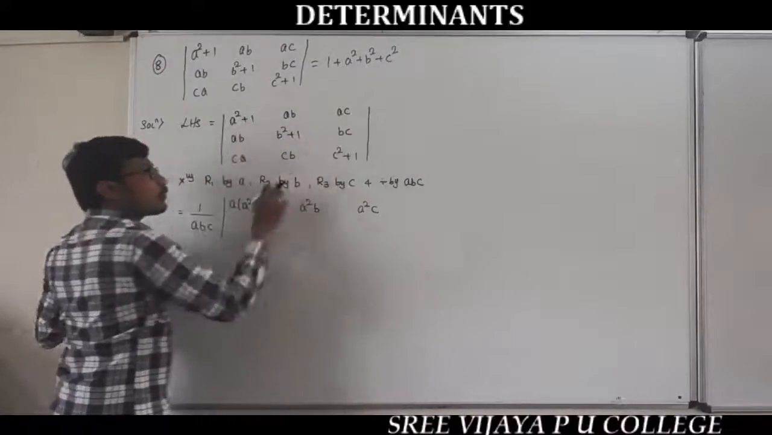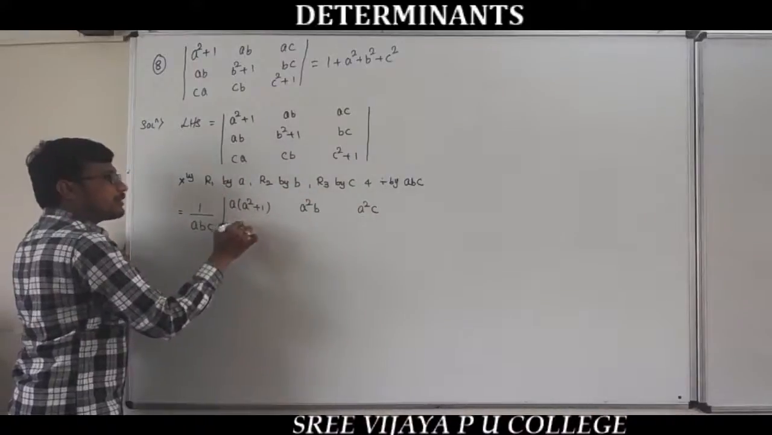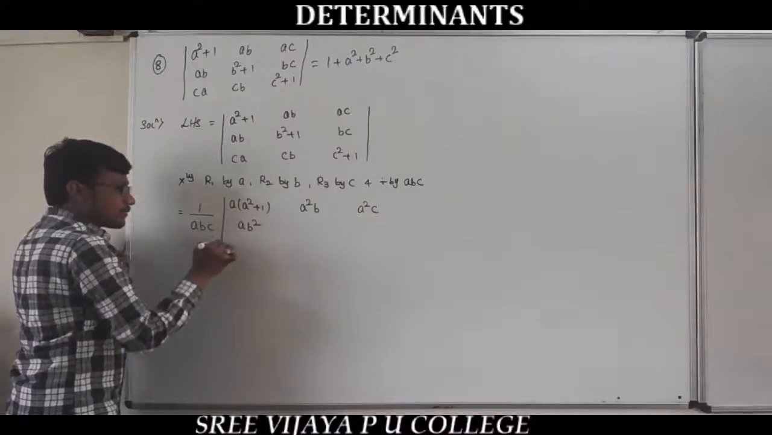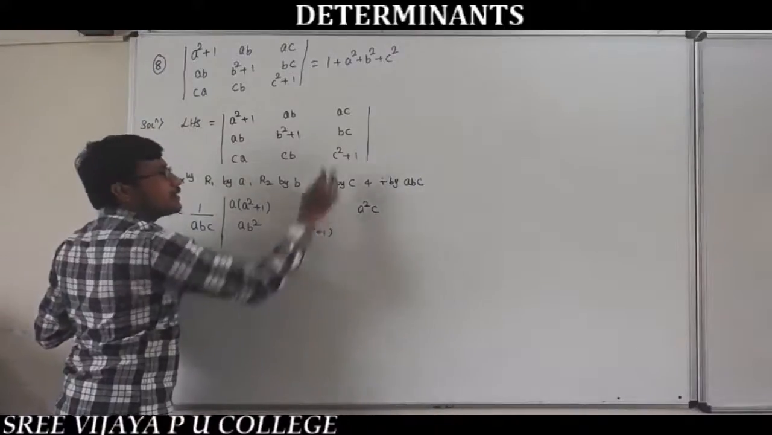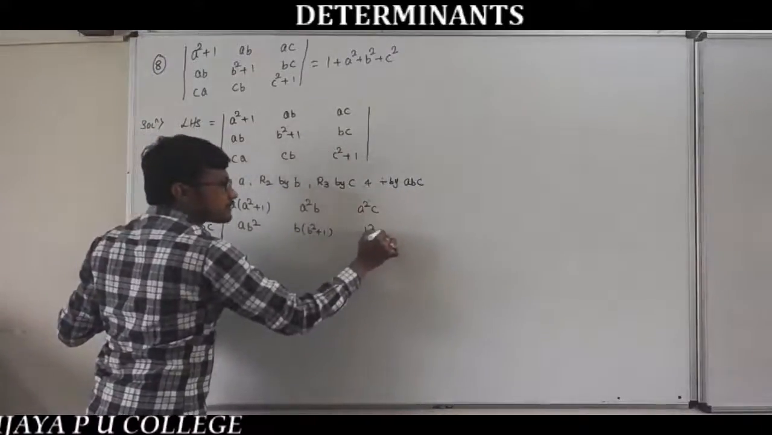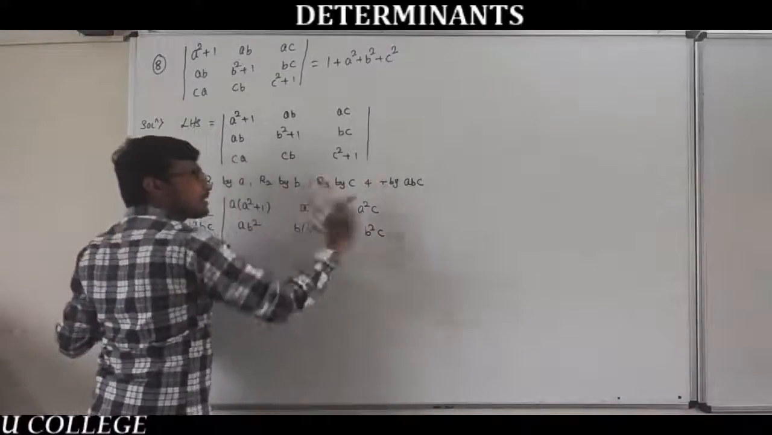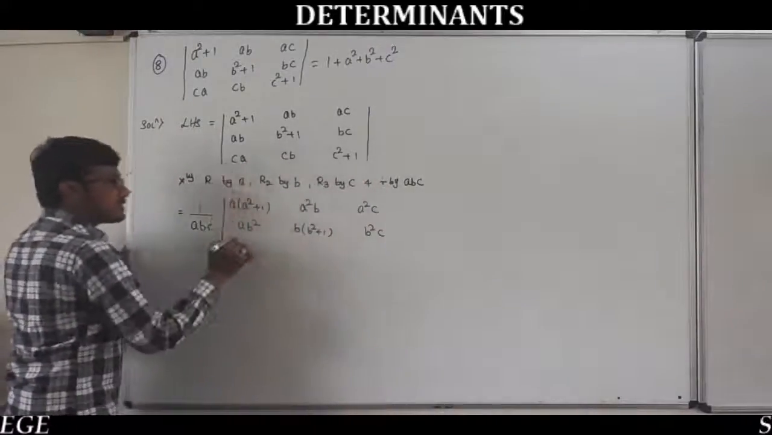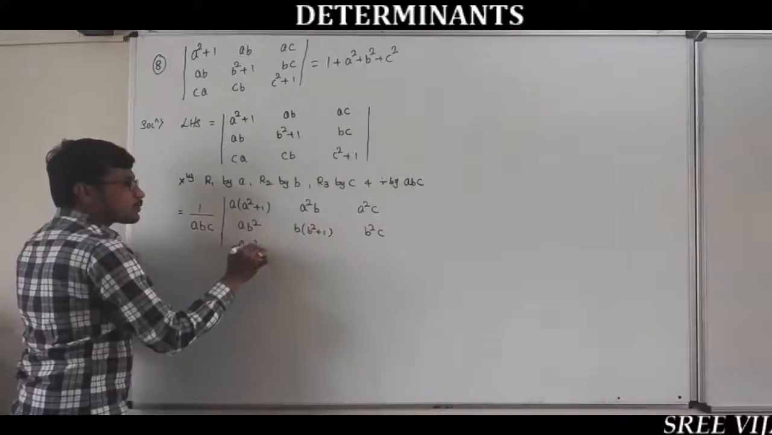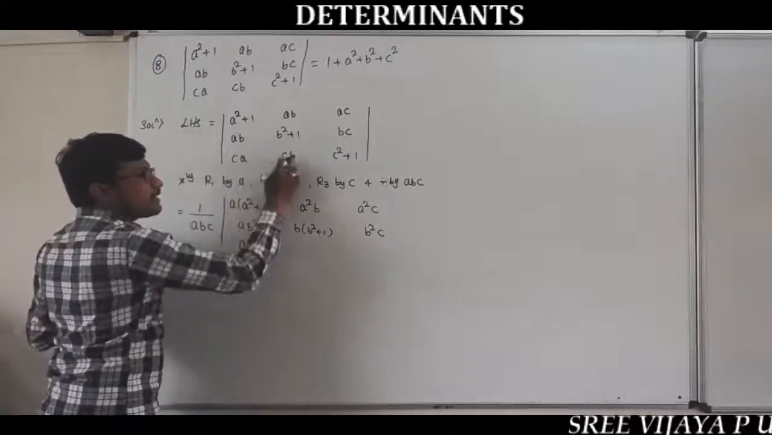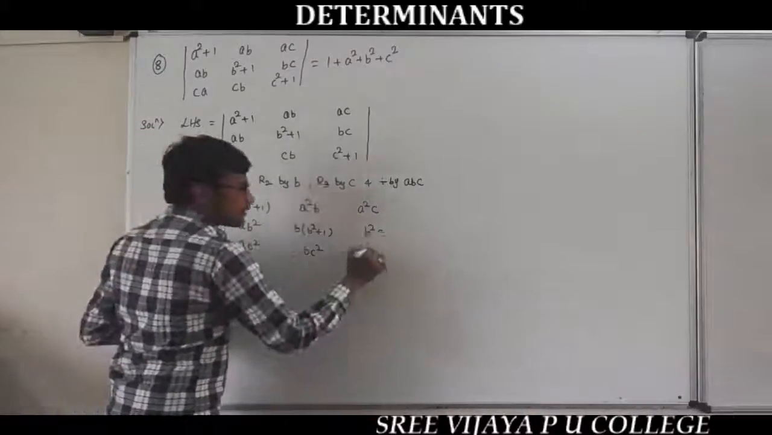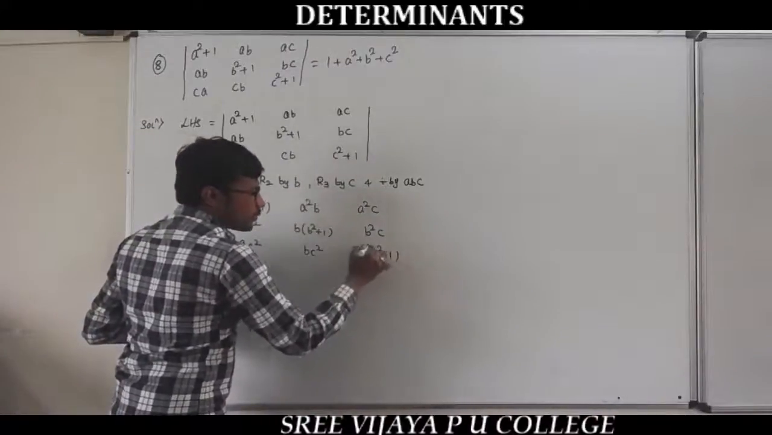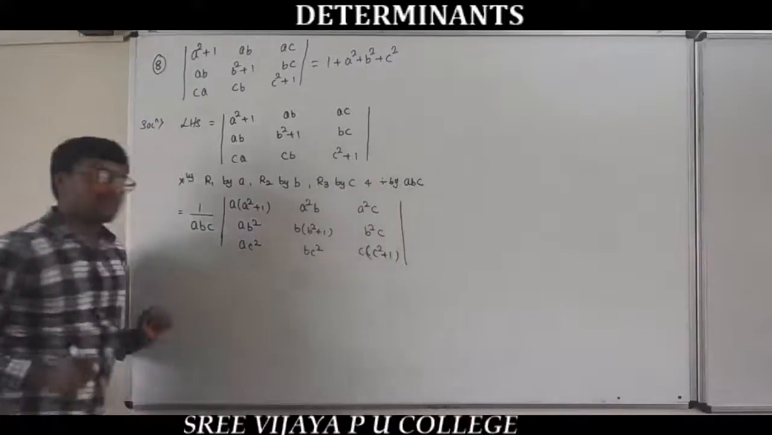For the entire R2 you multiply by B. So B into AB is A B square, then B into B square plus 1, B into BC is B square C. For the entire R3 you multiply by C. C into CA, so A C square. C into CB, B C square. Next, C into C square plus 1. So these are the terms you got.